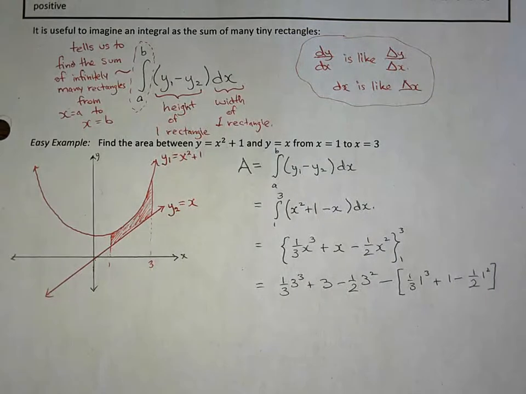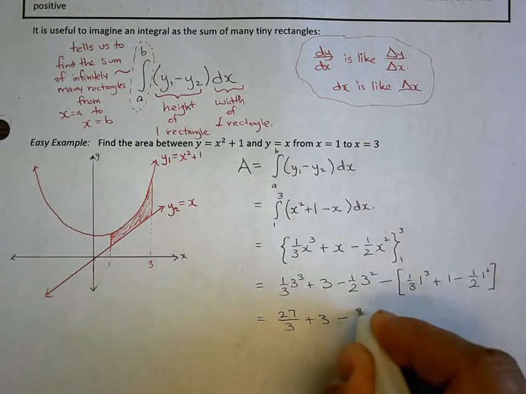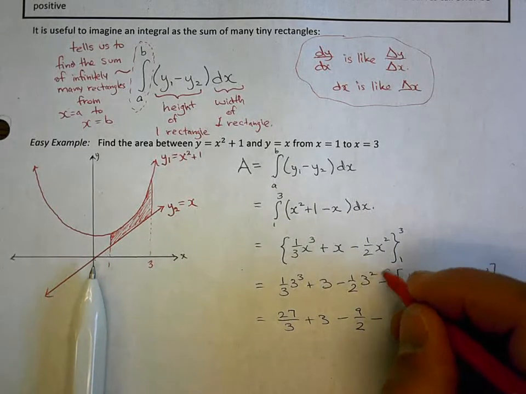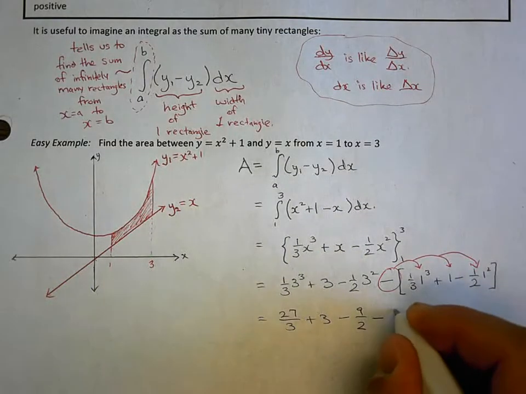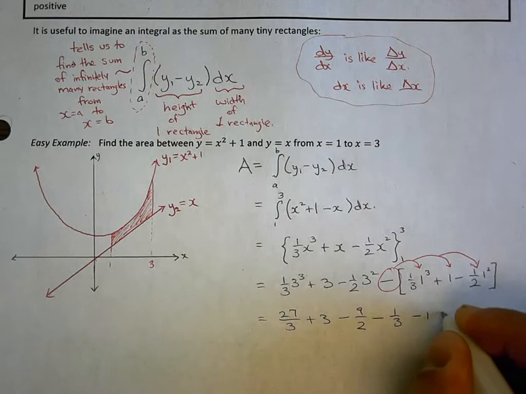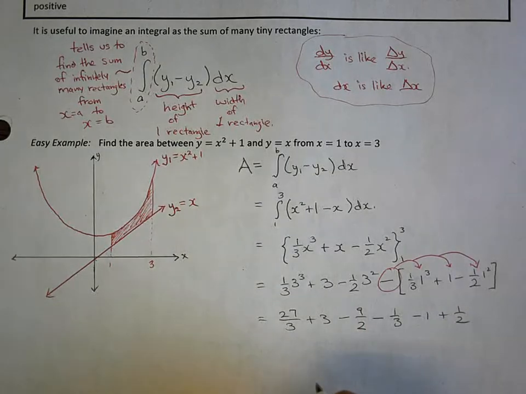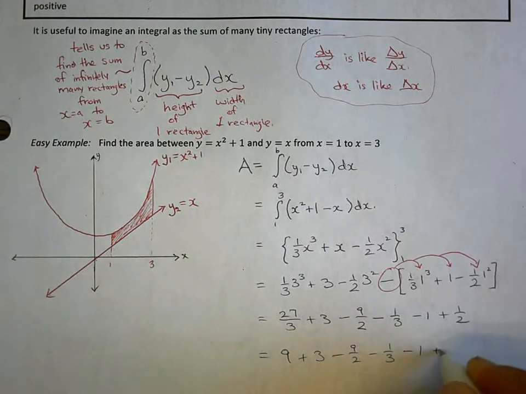Now this is no longer a calculus problem, this is just a BEDMAS problem, really. Make sure you do your exponents first. So I end up with 3 times 3 times 3, which is 27 over 3, plus 3 minus 9 over 2, minus, so just be careful here that you are distributing that negative to each value in the bracket. So I end up with negative a third, negative 1, plus a half. Now this is no longer even a BEDMAS question, this is just a fractions question. What do I get? This is 9 plus 3 minus 9 over 2 minus a third minus 1 plus a half.